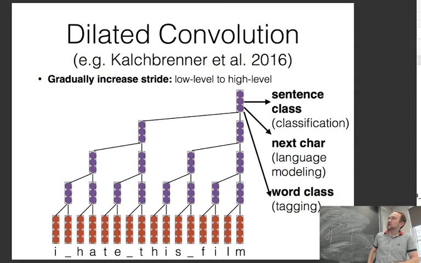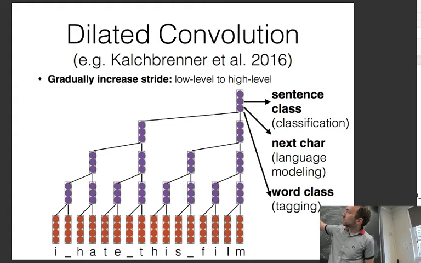A particularly interesting example of this is dilated convolution. The idea behind a dilated convolution is that at the very first step, we might have a bigram, convolving two characters together. Then in the second step, we have another layer combining two bigrams together, so we get 4-grams. In the next one, we combine two 4-grams to get 8-grams, and then in the next one, we combine two 8-grams to get 16-grams.